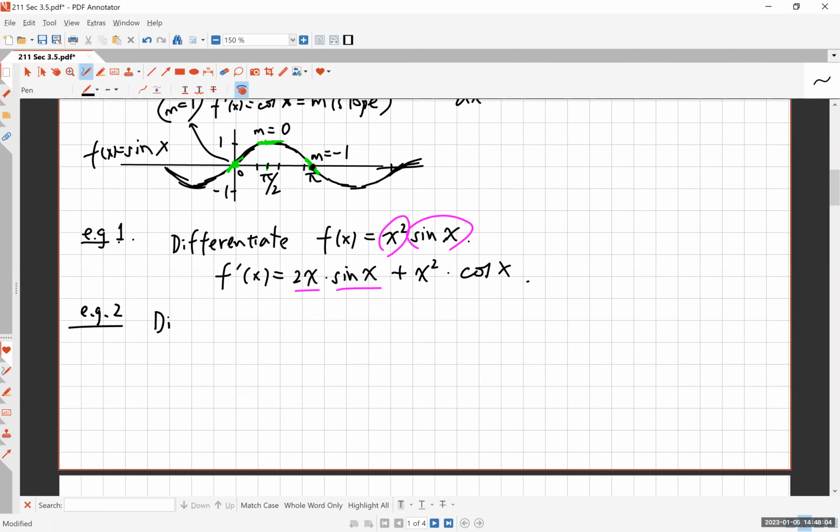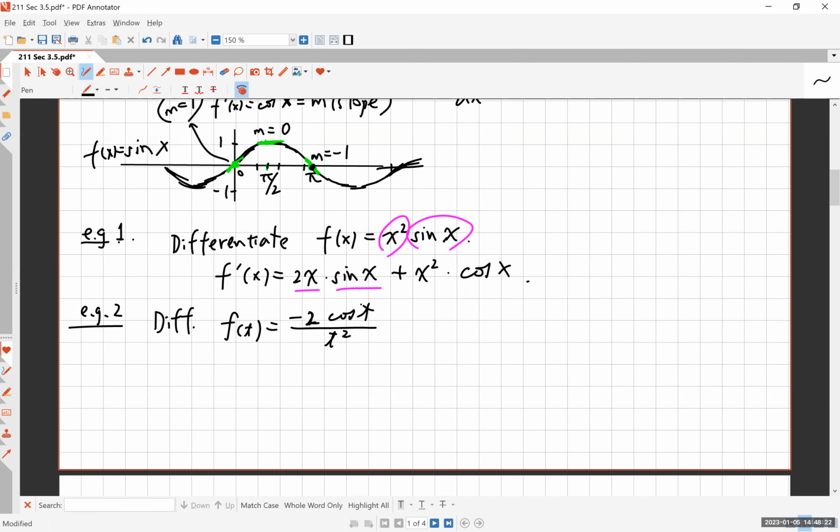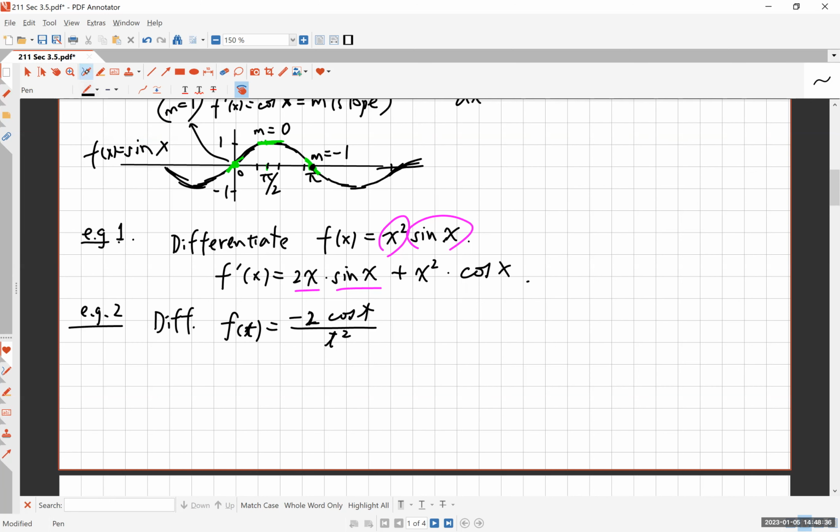Okay. All right, let's differentiate this quotient. -2 cosine of t all over t squared. So this is f of t. Of course, the independent variable doesn't matter. Since it doesn't matter, we call that dummy variable. It's a really rude way of calling a variable, but we call this the dummy variable because it doesn't matter what you call it.